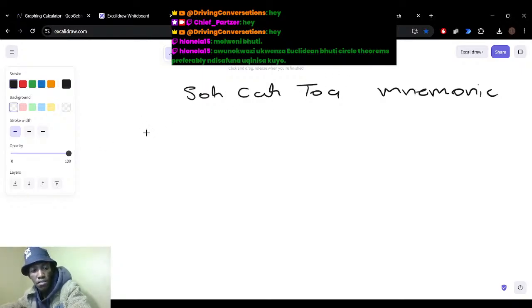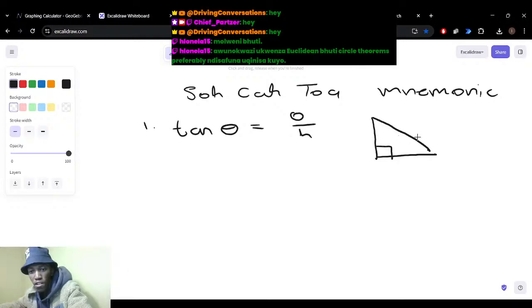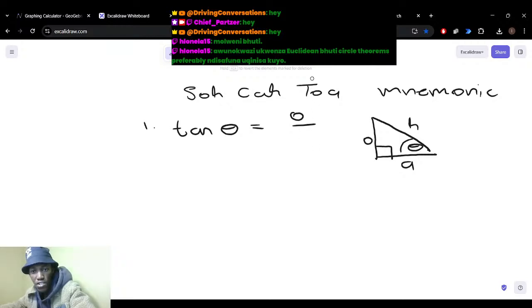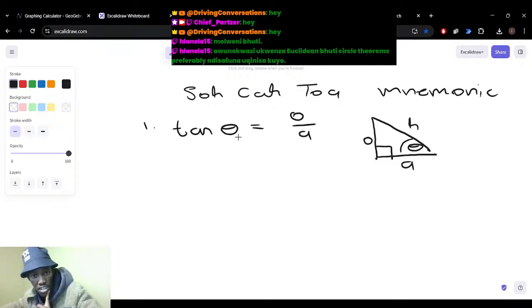So one very famous, or rather important, relationship in trigonometry is the equation of a tangent. Let me just draw a right angle triangle here. Call this angle theta. So this is the hypotenuse, this is the adjacent side, and this is the opposite side with respect to theta, which is our angle of reference. So tan theta is opposite over adjacent, right? O over A.